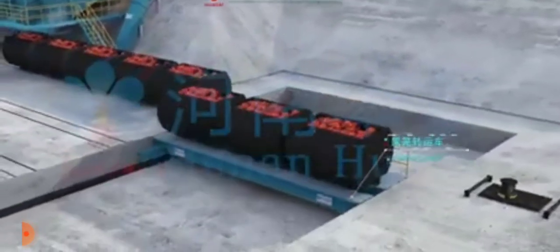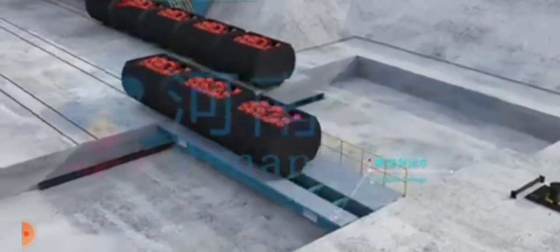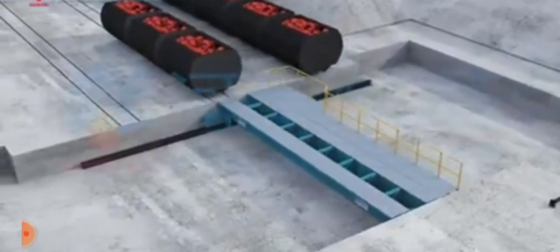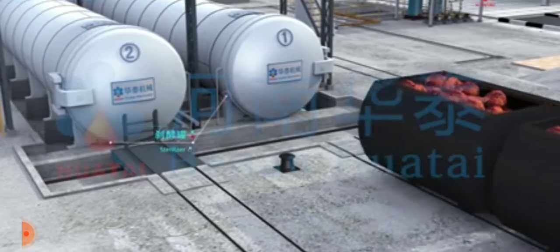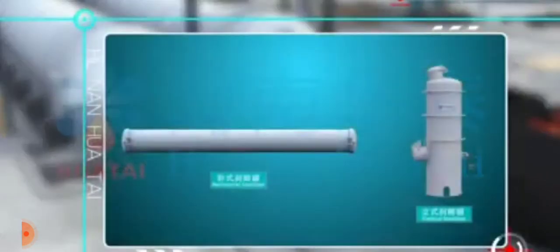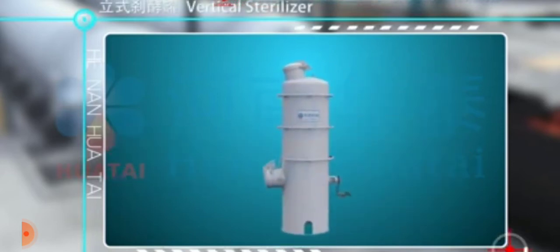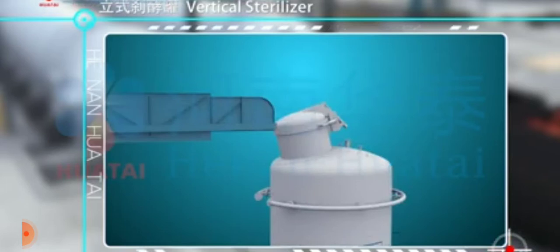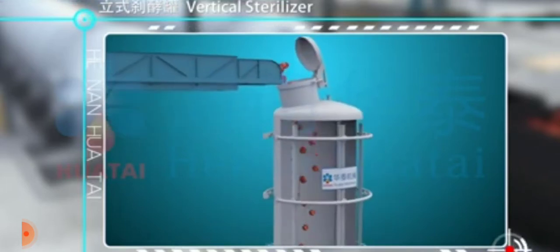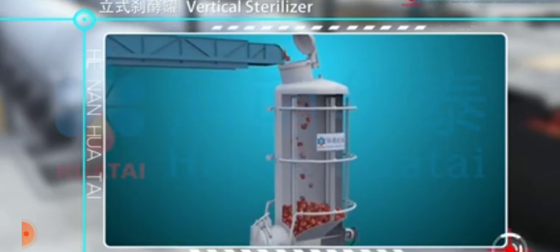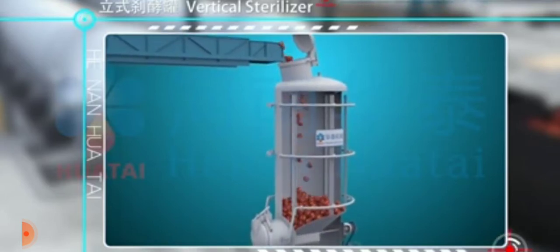Transport via orbit through the transfer carriage and enter the sterilizer. Sterilizers are divided into horizontal sterilizers and vertical sterilizers. Take the vertical sterilizer as an example. A scraper conveyor is used to convey and distribute fresh fruit bunches in the vertical sterilizer.